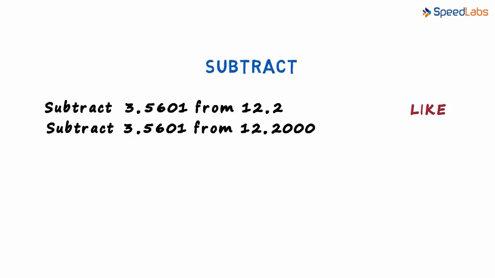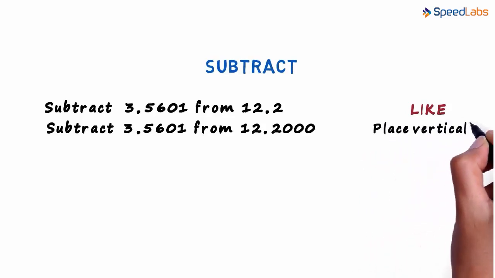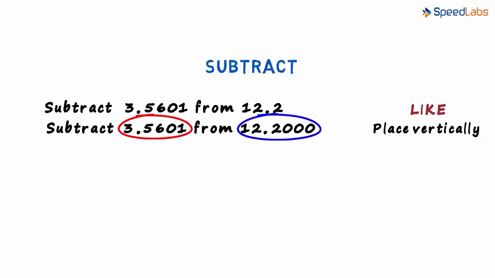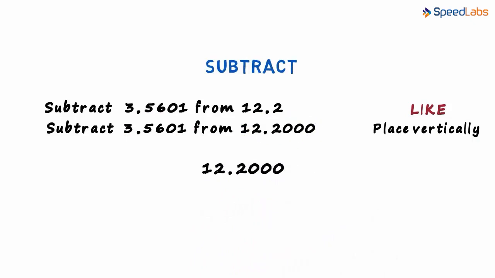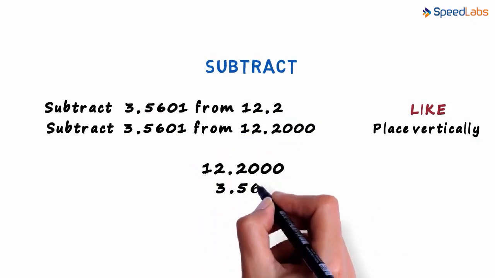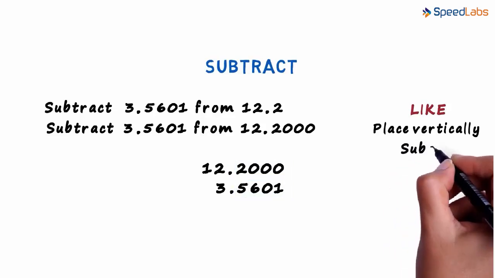Once we have made sure they are like, we just place the decimal fractions vertically. We are subtracting this from this, which means we write 12.2000 on top, and from this we subtract 3.5601. Remember, when placing them vertically, the decimal points should be one under the other, and the digits having the same place values must be one under the other. Once that is done, we can go ahead and subtract.